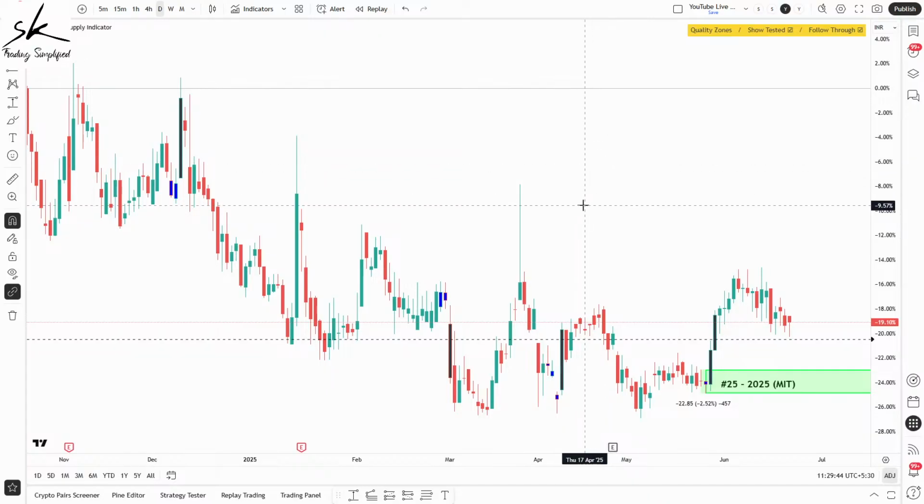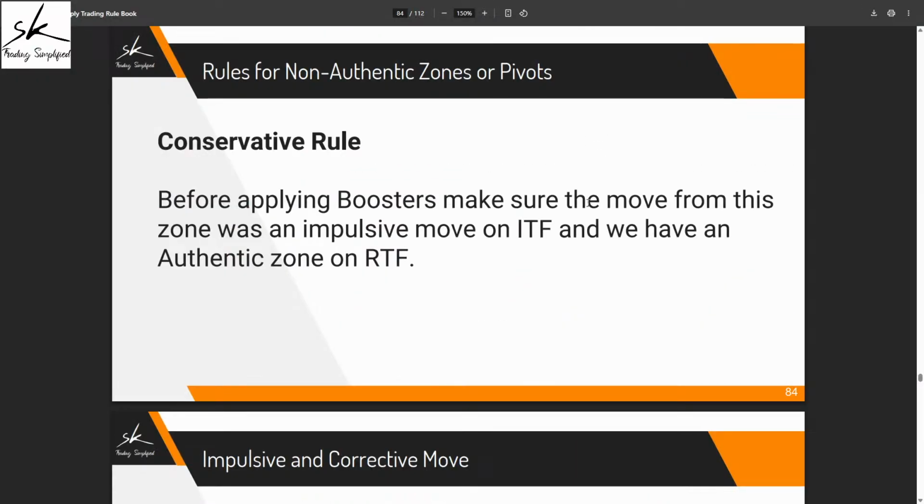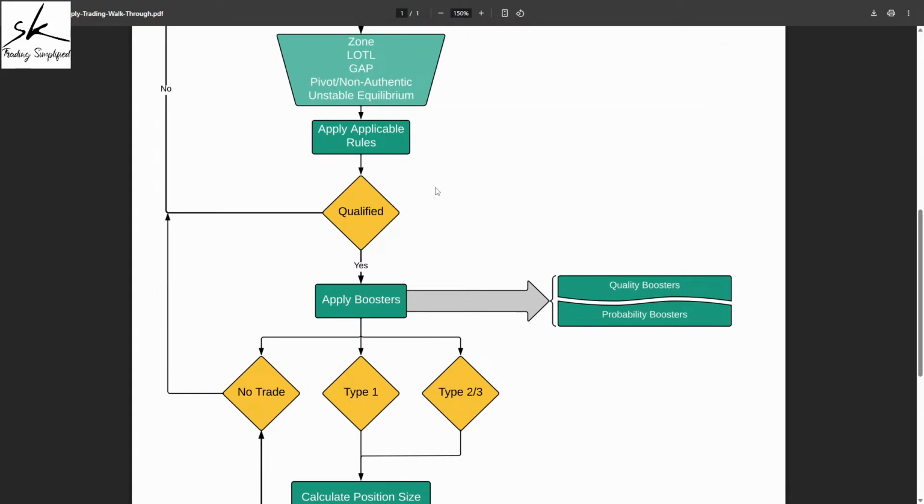But yes, if you are a very conservative trader and you're using exactly the rules that I've given you in the rule book, then this trade setup is not a qualified trade setup for us, right? So the fact is, if we are applying these rules, as soon as we reach pivot not authentic, this will get disqualified for us. But we'll move forward and we'll talk about why as an aggressive trade it is still okay with me.